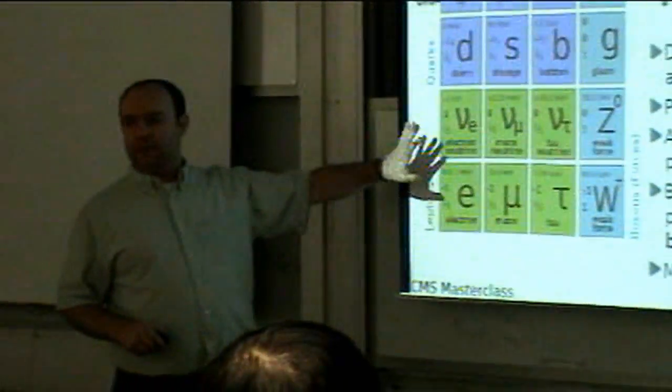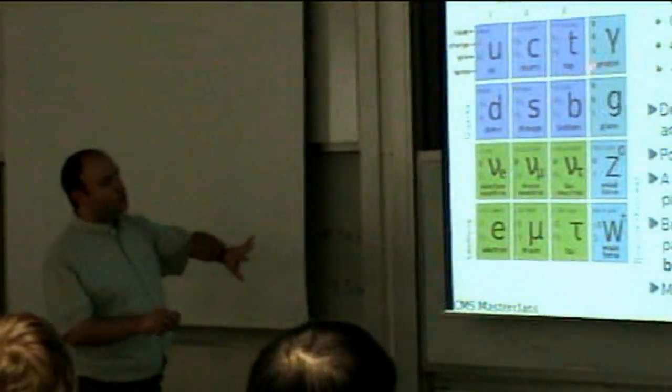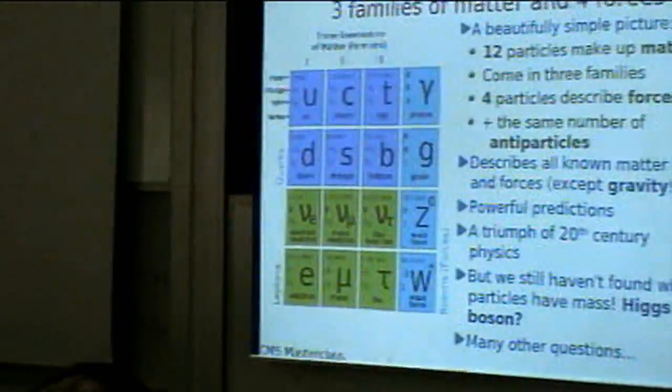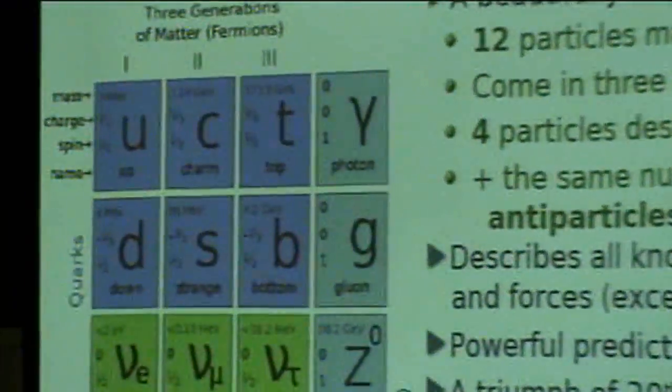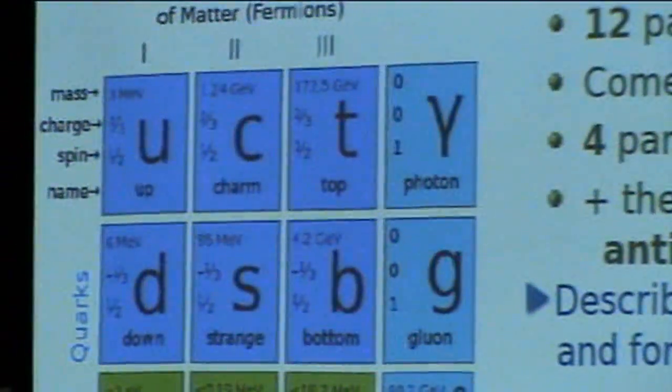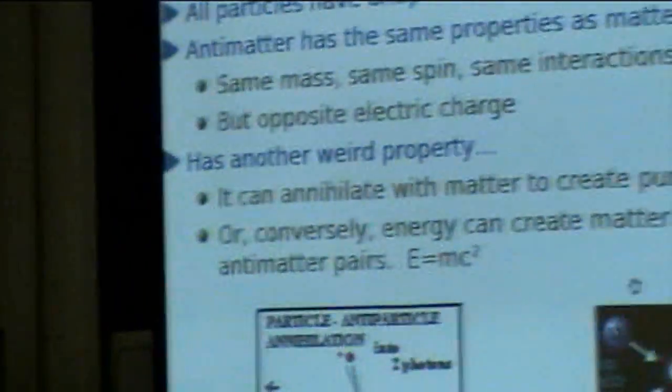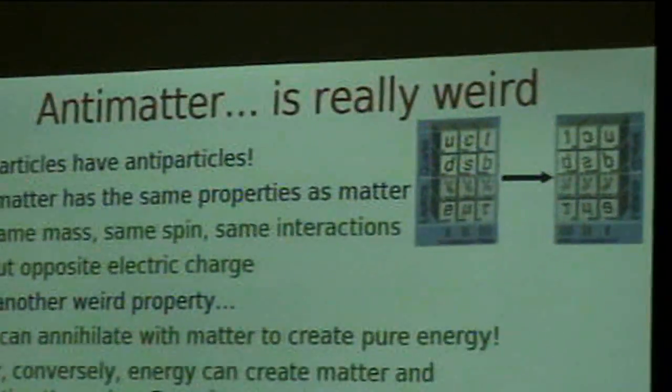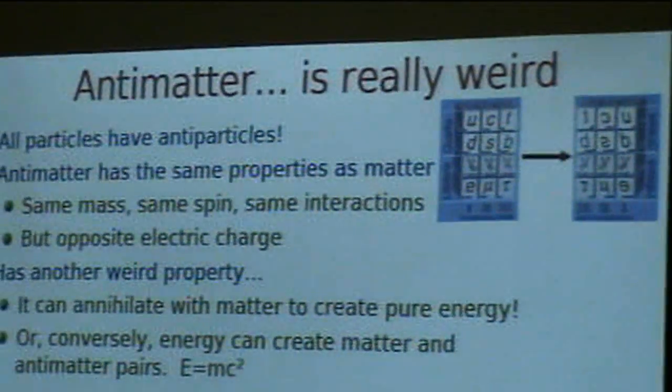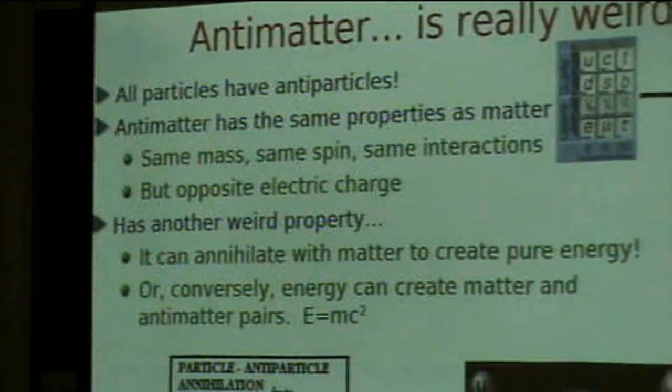And all of these particles, by the way, I should say, all of them have been discovered. The latest one was this top quark, which was discovered in Fermilab in Chicago in 1995. And their antiparticles have also been discovered. So we really are on safe grounds here. This antimatter is really very weird. It has the same mass, the same spin, the same interactions, but just the opposite electric charge.